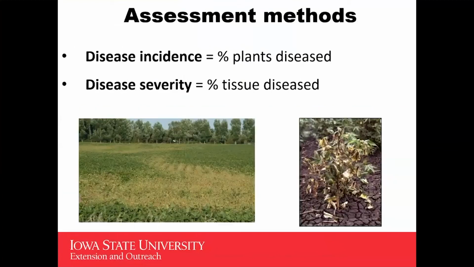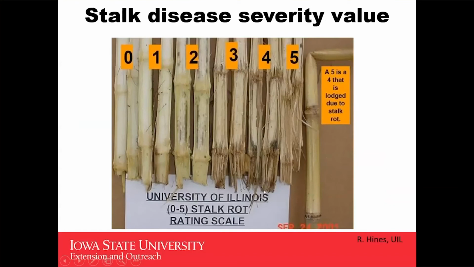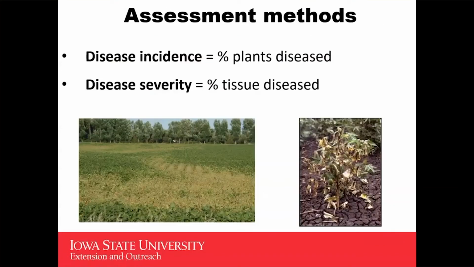I'm going to talk about a few terms here in the next few slides. When we're talking about assessment, there are two terms that you're going to hear. One is the disease incidence. If you look at the picture on the left, the incidence would be the percentage of plants that are diseased. So if you look at that field, the percentage of those plants that are starting to defoliate, that's your disease incidence. Whereas severity on the right is showing, on a per plant basis or a group of plants, what percentage of that tissue is diseased.